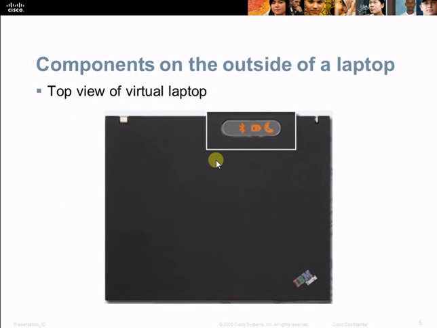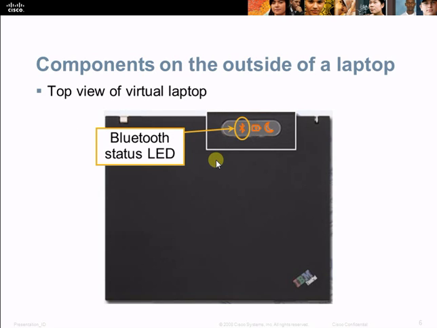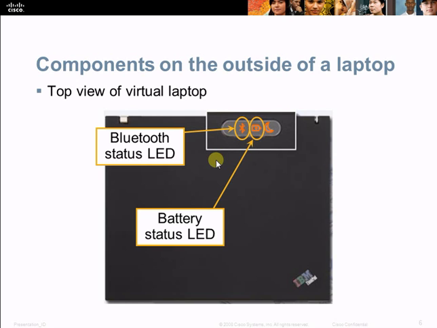So here's our top view. And you see we have a Bluetooth status LED. Bluetooth, remember, is short range, usually for personal networks. We usually have a battery status LED, and we have a standby LED. Not all laptops will have them in this place, as in this example here. This is an IBM computer, and they could be in different places, but this is just generally where they can be found.